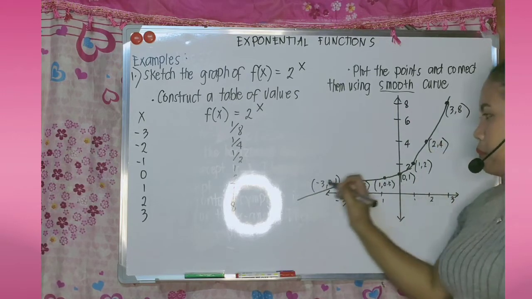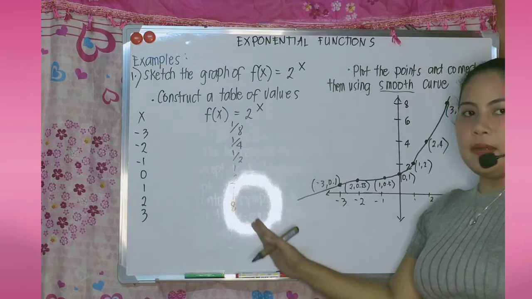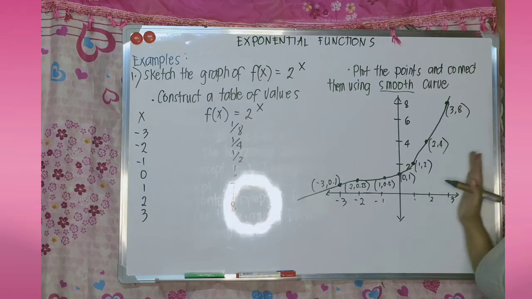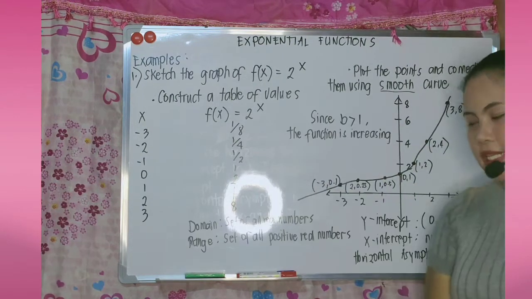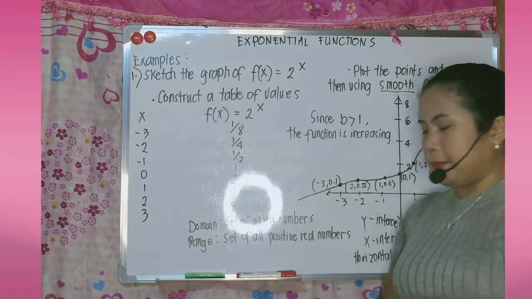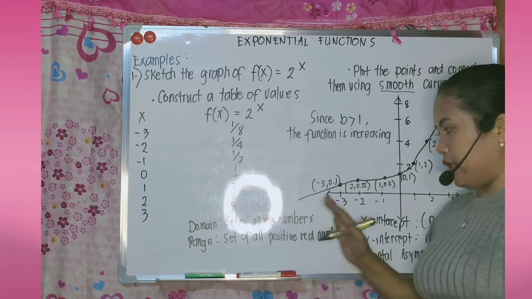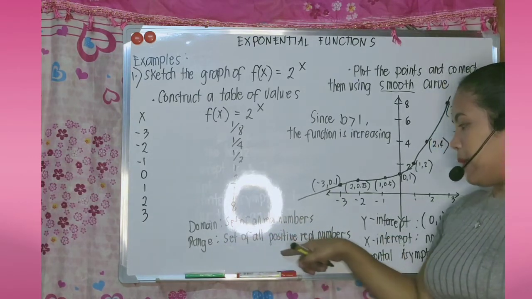So, yun lang. First step natin is we're going to construct a table of values. So, pag nakuha na natin yung lahat ng value for x and y, i-plot na po natin siya, and then connect them using a smooth curve. Let's write the following properties. So, for domain, ilagay lang natin is set of all real numbers. And range, set of all positive real numbers.